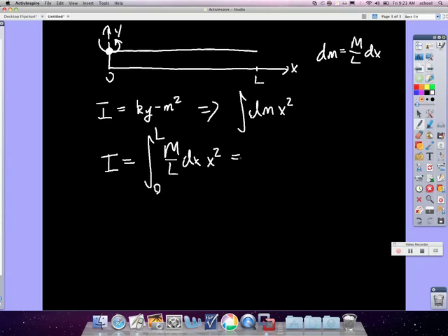So what happens now if instead we want to rotate the rod about its center? If we want the moment of inertia about the center of the rod, what's going to change? What part of this calculation is going to change now? The limits of integration, right. So what are the new limits of integration going to be? Wherever that point is to L.